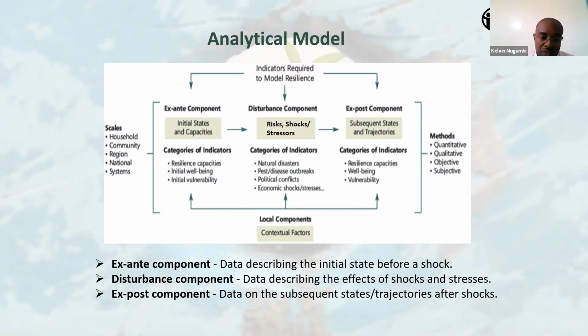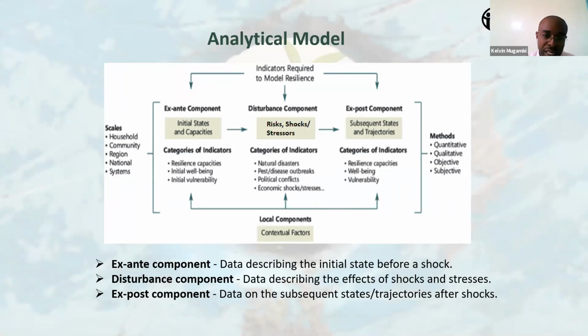And from there, we're going to look at the first component, the ex ante component, which is the initial states and capacities. And this is data that describes the initial state before a shock. And some of the categories of indicators that the MEL ought to look at are the resilience capacities, the initial well-being of the community or the household. We also look at the initial vulnerability of the community.